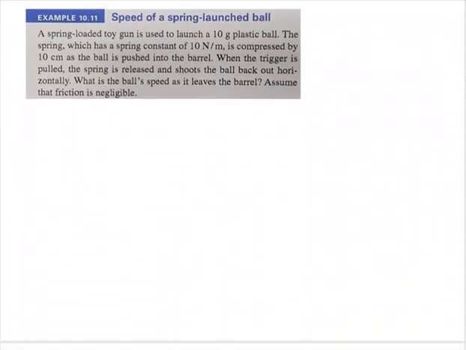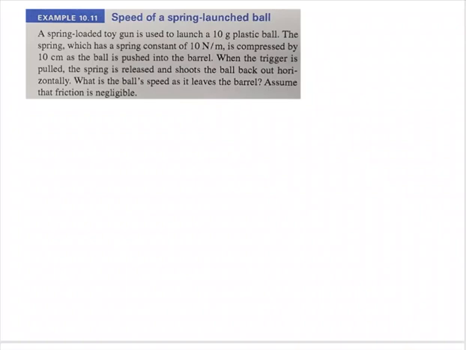It's amazing. All right, the speed of a spring-launched ball. So the spring-loaded toy gun, I'm sure we all had one of those, is used to launch a 10-gram plastic ball. The spring, which has a spring constant of 10 newtons per meter, is compressed by 10 centimeters as the ball is pushed into the barrel. When the trigger is pulled, the spring is released and shoots the ball back out horizontally. What is the ball's speed as it leaves the barrel? Assume friction is negligible. So what's our first move?